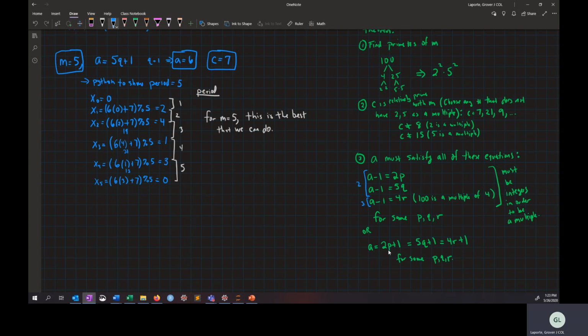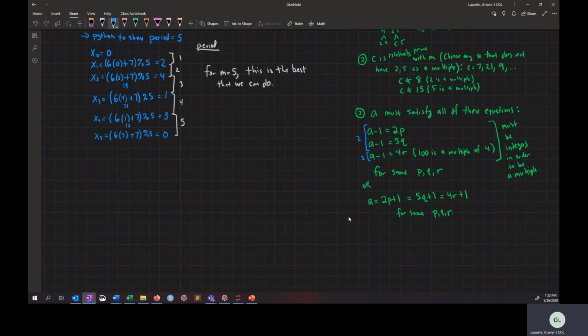So we come down here, and I just rewrote this. All I did was take the 1 to the other side, so A is equal to 2P plus 1. A also needs to be equal to 5Q plus 1, and A must also equal 4R plus 1. So these must be satisfied. Let's just throw in a couple of numbers. I'm going to start with Q. It's your choice which one you start with, but I usually use the biggest one. So in this case, Q is equal to 1. Can we solve for the other two?